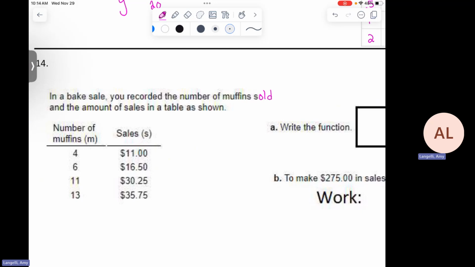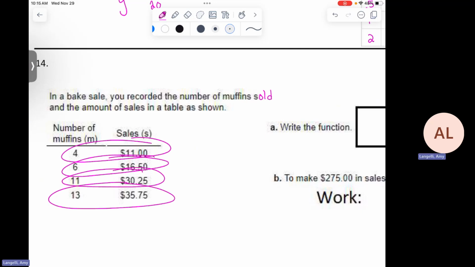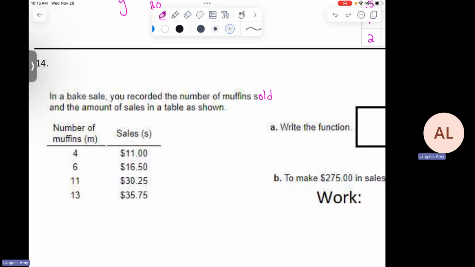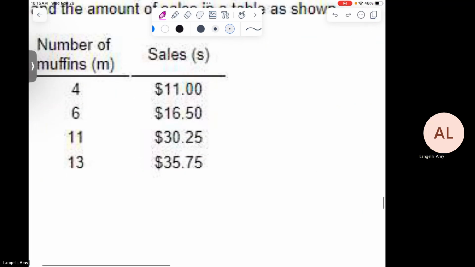Do you guys think that this looks direct or inverse or neither? Or maybe you just don't even know how to tell. Direct? Why are you saying direct?